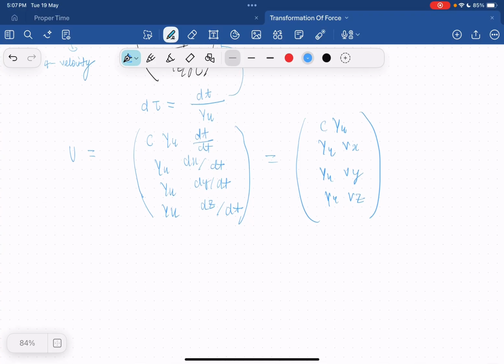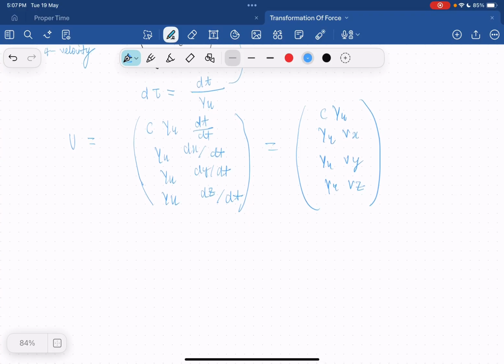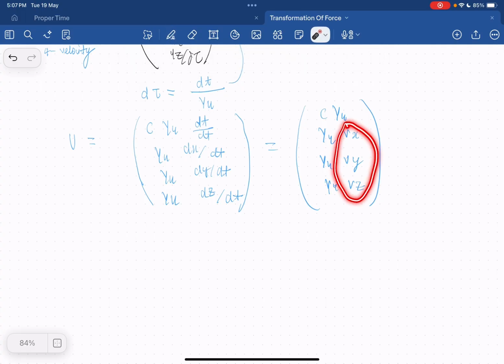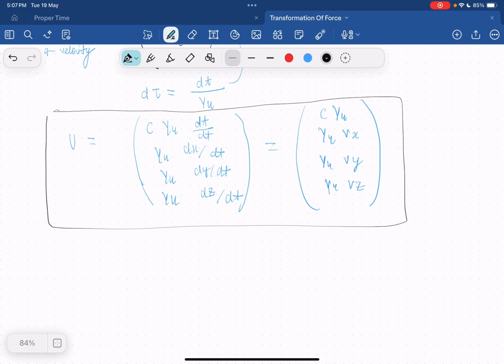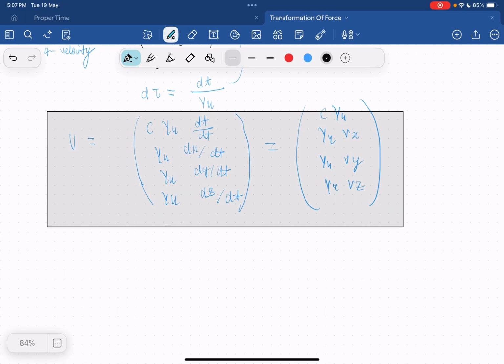So these are the components of my spatial velocity, right? This particular quantity is called four velocity.